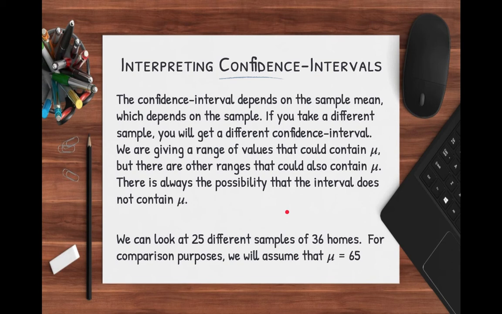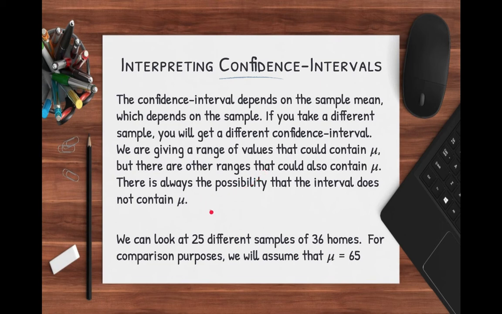So when we say here, it depends on the sample mean, which depends on the sample. You take a different sample, you're going to get a different confidence interval. We're giving a range that could contain mu. But there's other ranges that contain mu, and it does not necessarily have to say mu.